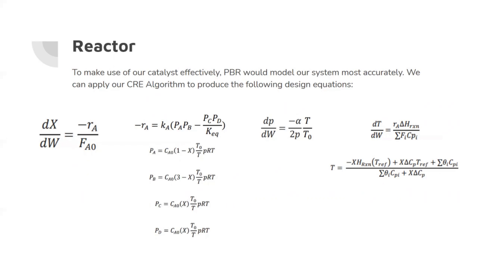For our pressure drop term, we have alpha over 2P times T over T naught, where alpha is reliant on the specifications and measurements of the packed bed. And to relate our temperature with catalyst weight, we have an energy balance on the packed bed reactor with r_A, which is the rate, times the heat of reaction over the sum of F_i C_Pi. And we have an equation to explicitly calculate temperature based on conversion.